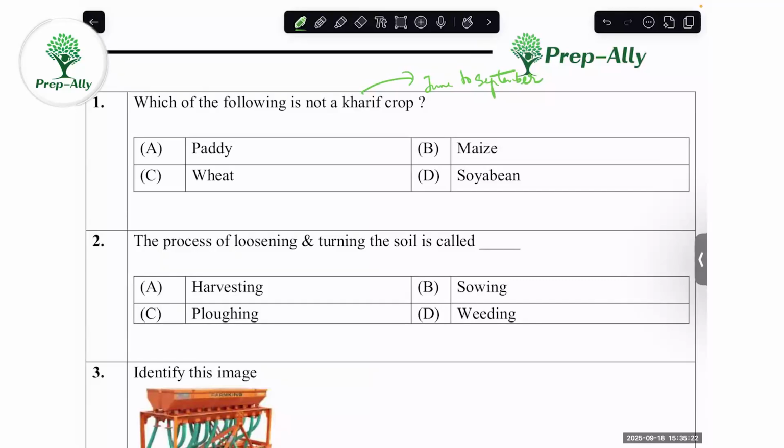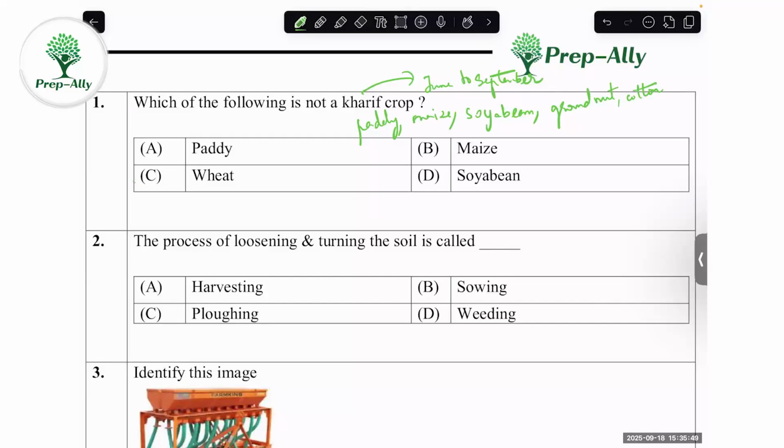Kharif crops have examples like paddy, maize, soybean, groundnut, cotton. So these are the different examples of kharif crops. Paddy is there, maize is there, soybean is there, but wheat is not there.